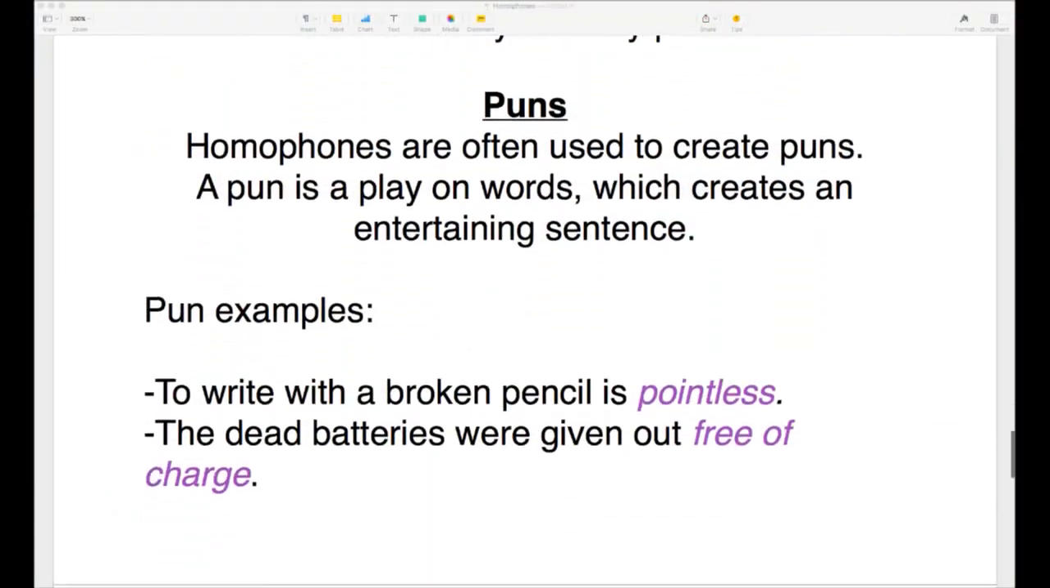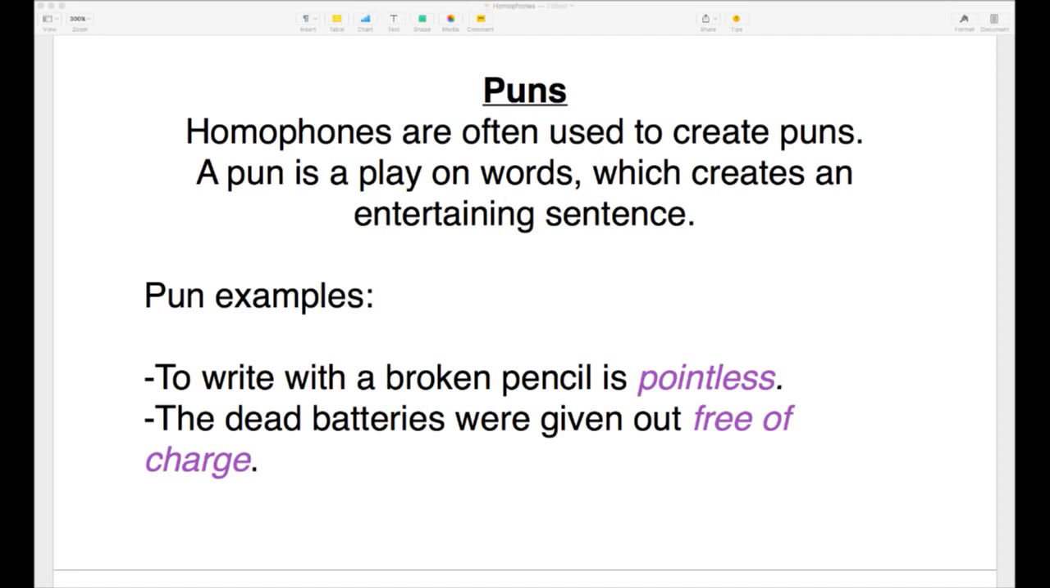Okay. So the next thing I wanted to talk to you about was the fact that homophones are often used to create puns. Now, in the UK, we have quite a sarcastic sense of humour. We also love memes and we love puns. And a pun is a play on words. A pun is when you take a word and you're very clever with it and you change it to create something that's entertaining. So it's like a joke. It's kind of like a joke, but it's a play on words. So playing with words using homophones.